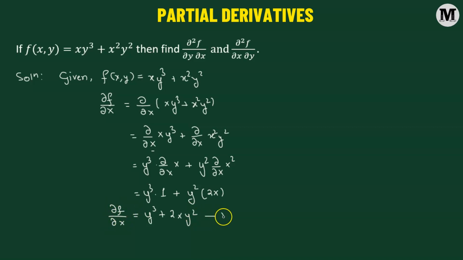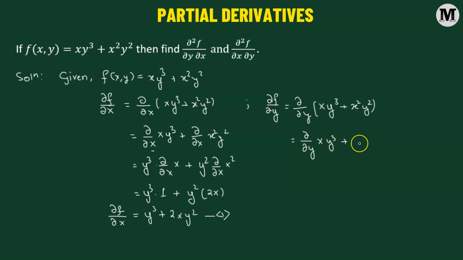Okay, we're going to label this as number 1. Now what we'll do, we'll compute the partial derivative of our function f with respect to y. So this will be equal to partial with respect to y of our function, which is given by xy cubed plus x squared y squared. So this will be equal to partial with respect to y of xy cubed added to partial with respect to y of x squared y squared.